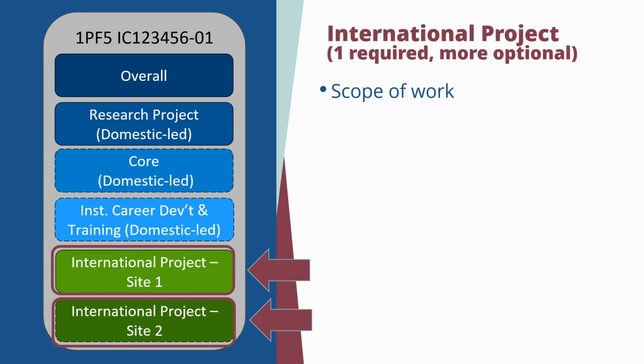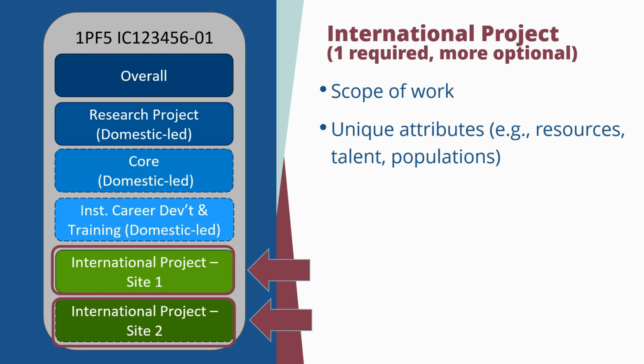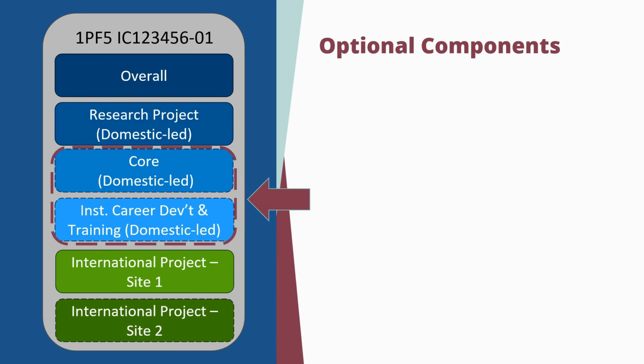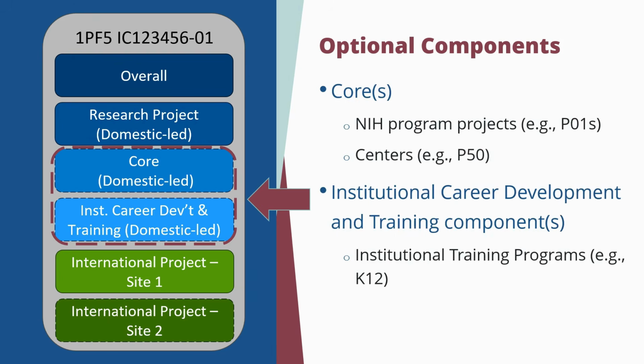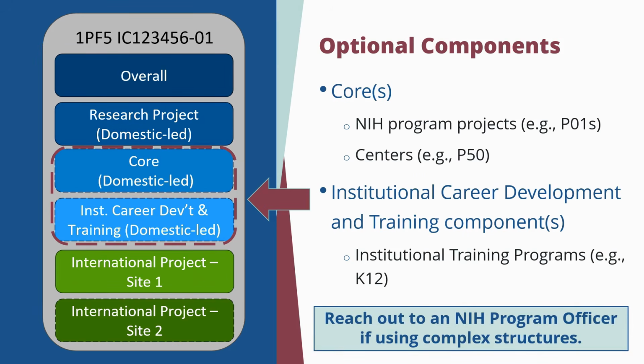Each international project should include the scope of work, unique attributes such as resources, talent, or populations, and contributions of the international organization. We expect the scope of the international project to support the aims identified in the overall and research project components. In addition to the required components, you have the option of including cores and institutional career development and training components, which are intended for international collaborations that pursue complex activities such as NIH program projects, centers, and institutional training programs. We encourage you to reach out to an NIH program officer before using these more complex structures.